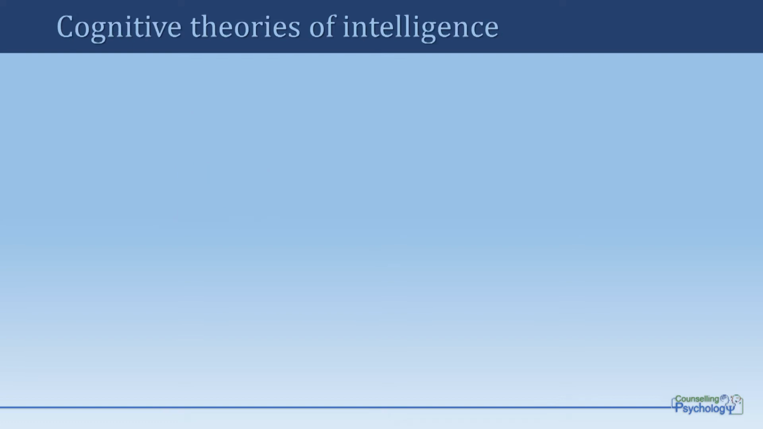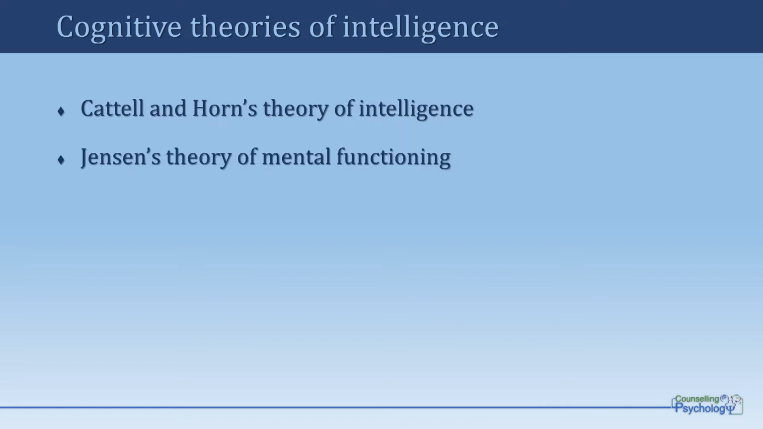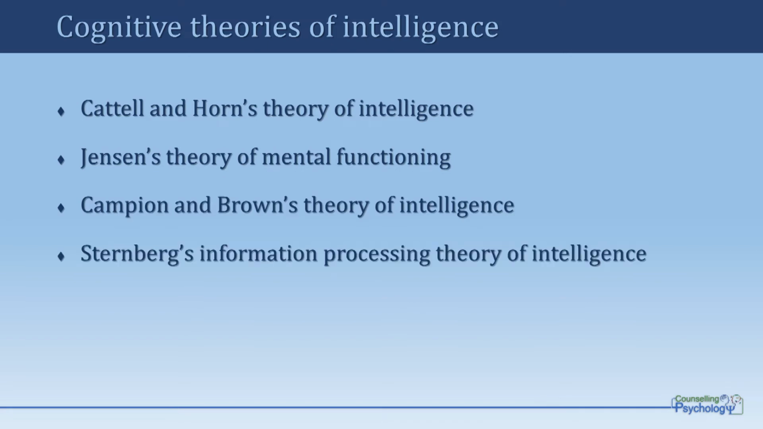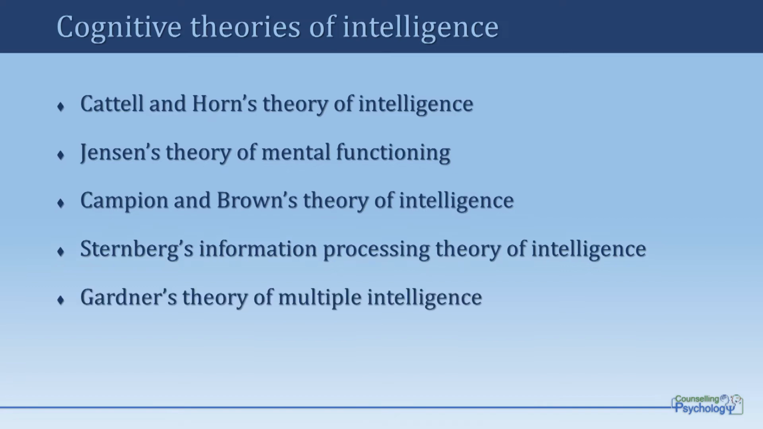Also, there are some cognitive theories of intelligence like Cattell and Horn's theory of intelligence, in which the concepts of fluid and crystallized intelligence are given, Jensen's theory of mental functioning, Campione and Brown's theory of intelligence, Sternberg's information processing theory of intelligence, and Gardner's theory of multiple intelligences, in which different types of intelligence are given like linguistic intelligence, logical-mathematical intelligence, musical intelligence, bodily-kinesthetic intelligence, intrapersonal and interpersonal intelligence. So, these are the theories of intelligence.